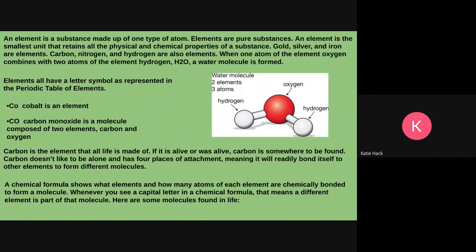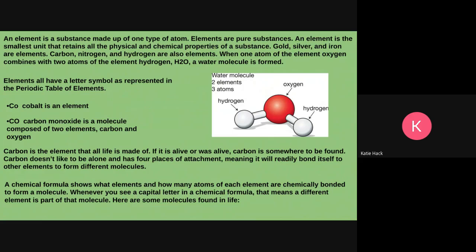So an element is a substance made up of one type of atom. So a pure element or pure substance can be things such as gold, silver, iron. Now, when atoms bond together, it's a molecule. So if you have two hydrogens and one oxygen, when they bond together, you have H2O or water.